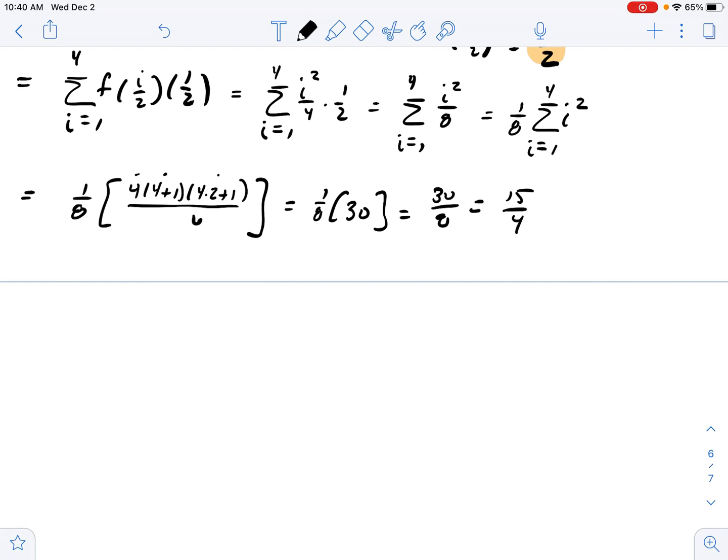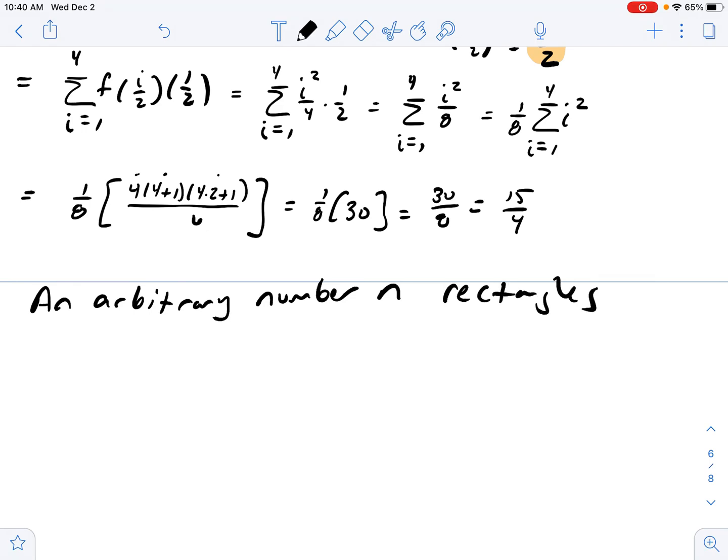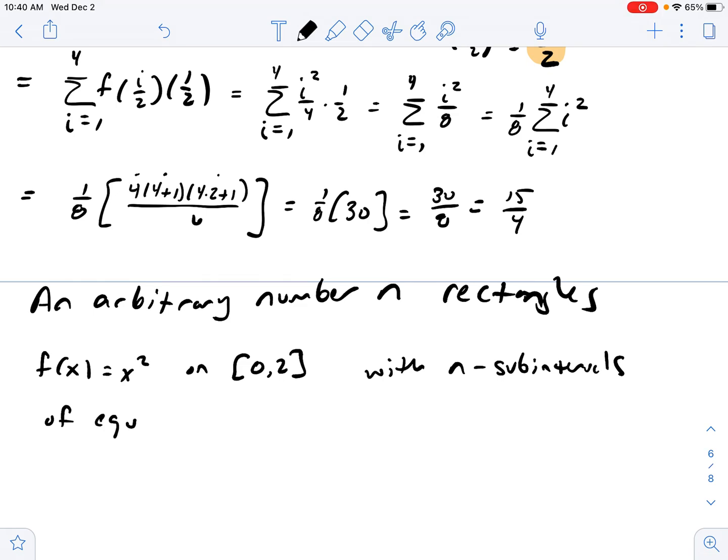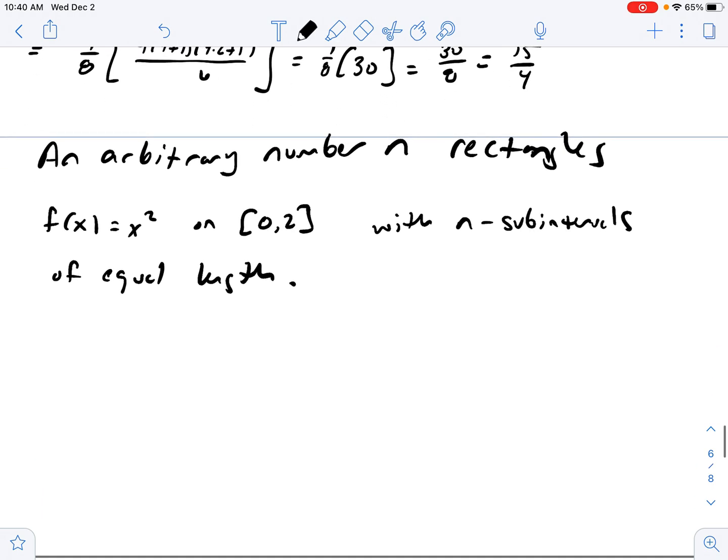Now, what if we want to do this for just an arbitrary number of rectangles? An arbitrary number n of rectangles. N is just some number of rectangles we have, or the number of subintervals. So again, let's look at f of x equals x squared on the interval 0, 2 with n subintervals of equal length.